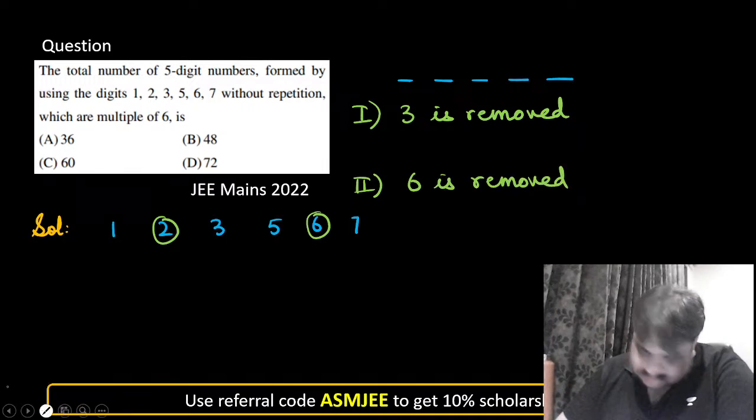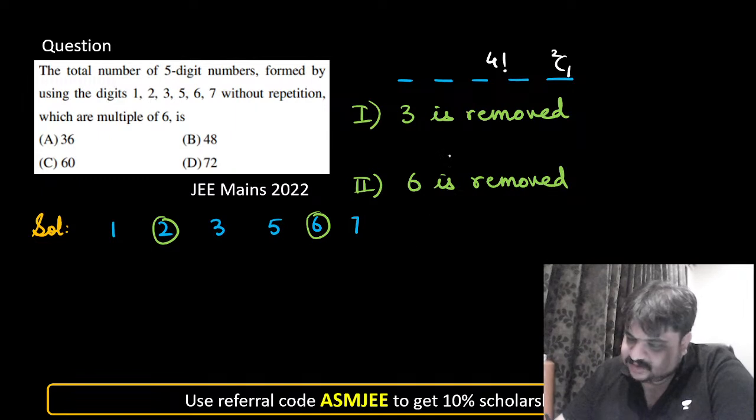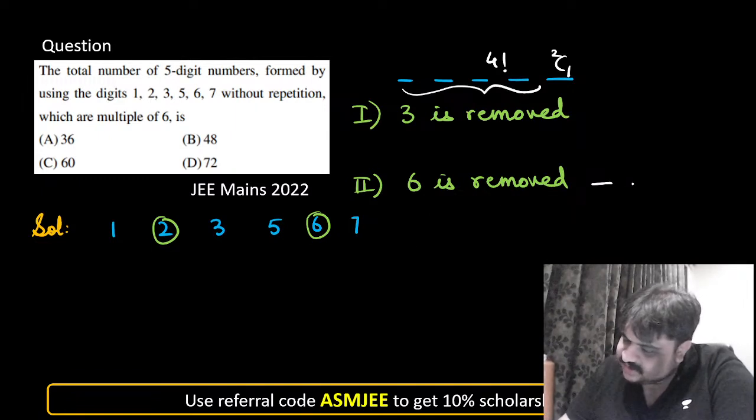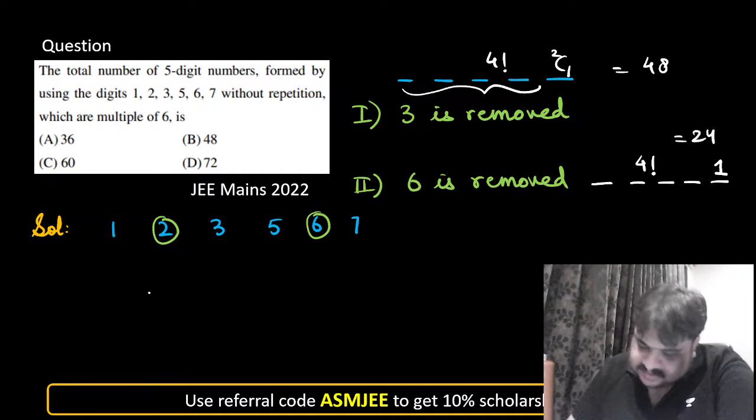So when 3 is removed, there are two options here, 2C1, and then 4 factorial. The remaining 4 can arrange themselves. And when 6 is removed, there is only one option here, which should be 2 only, and the remaining 4 can shuffle, 4 factorial. So this is 24, 2s are 48. This is 24 again. So the answer is 70.